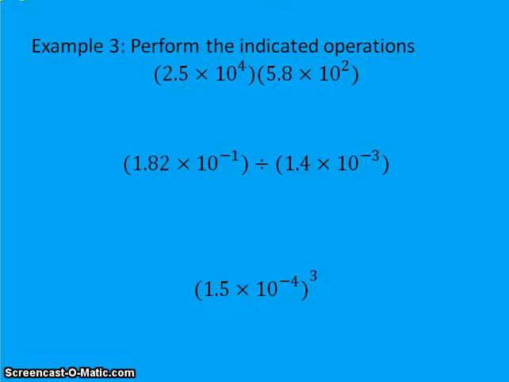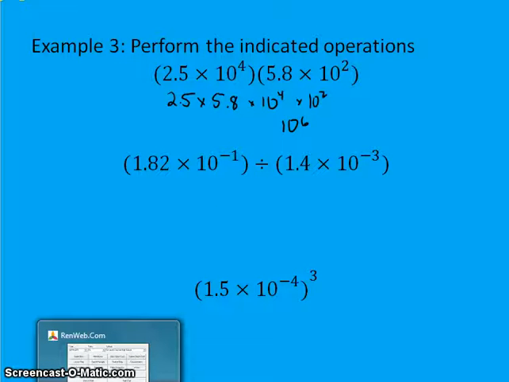In example 3, we want to simplify these expressions. So I have 2.5 times 10 to the 4th times 5.8 times 10 squared. What I'm going to do is rearrange it. I'm going to put the numbers by each other: 2.5 times 5.8 times 10 to the 4th times 10 squared. So I can simplify the second part to 10 to the 6. Remember, they each have their own base, the same base, 10, so I can add the exponents.